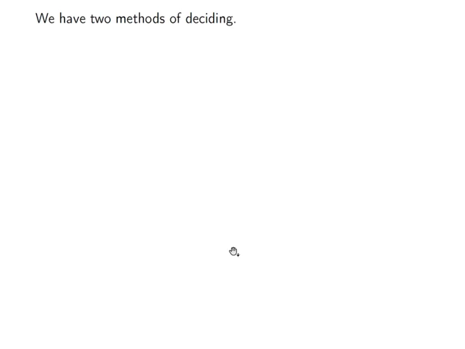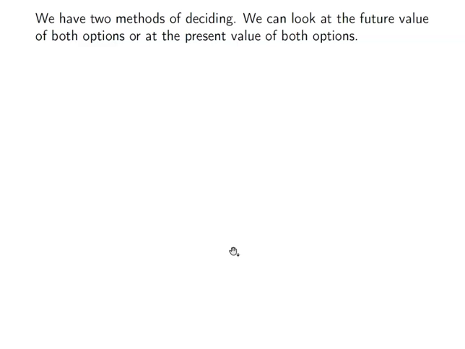There are two methods to decide which option we should choose. We can look at the future value of both options, or we can look at the present value of both options. Either way, they should agree with each other. So let's start off by looking at the future values of both.